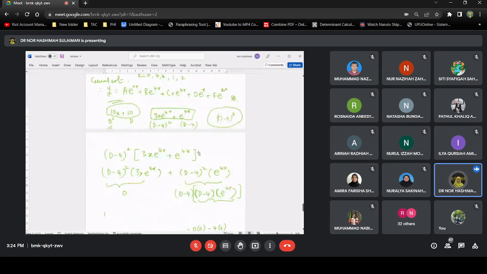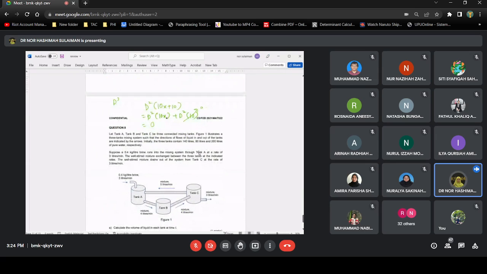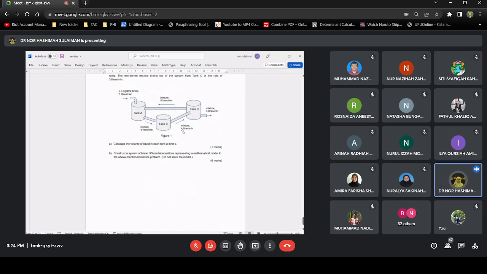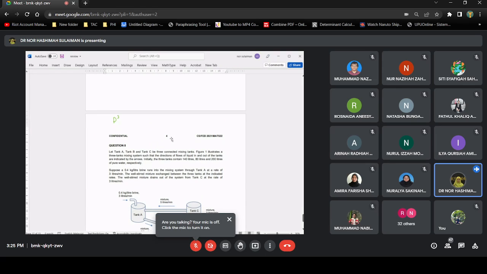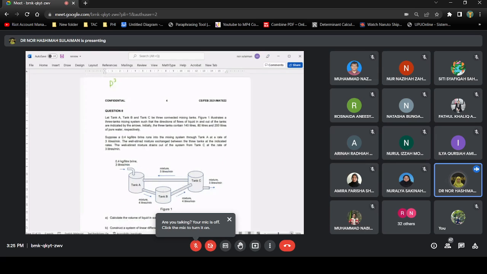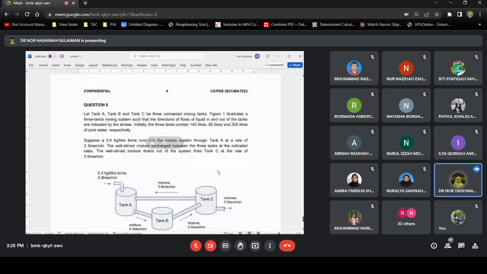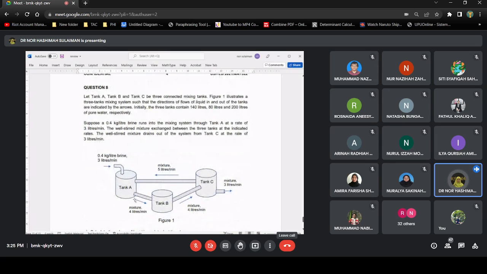Okay, good question. I'm glad that you asked that one. Okay, I think this one going to be the last problem that I want to discuss with you. Alright, so let's take a look at this problem. Nampak macam complicated, tetapi kan sebenarnya dia tak ada apa pun. Okay, katalah you have 3 tanks A, B and C.